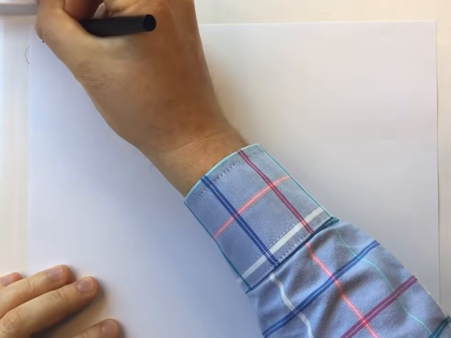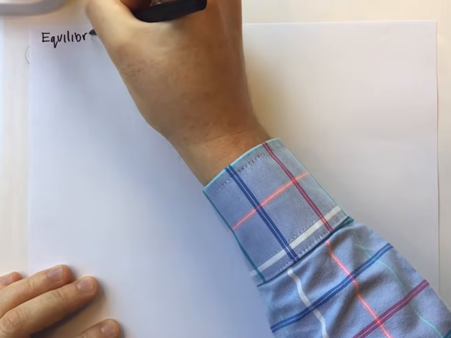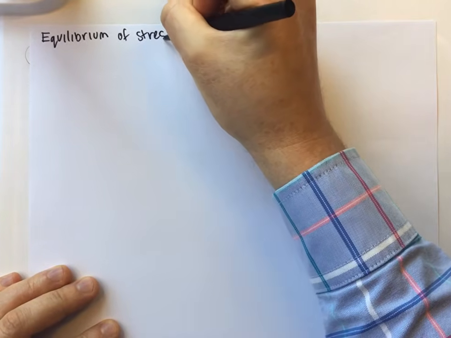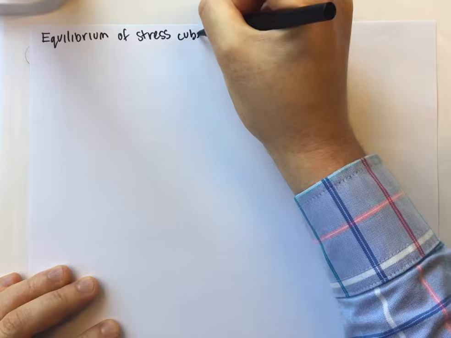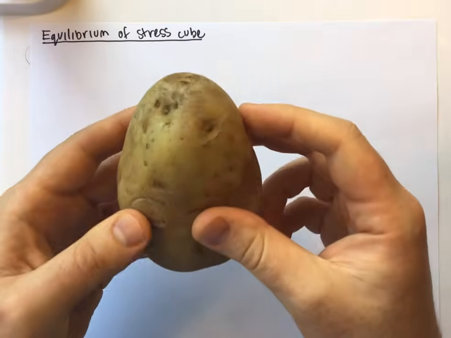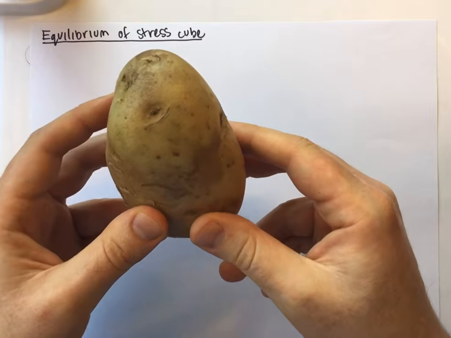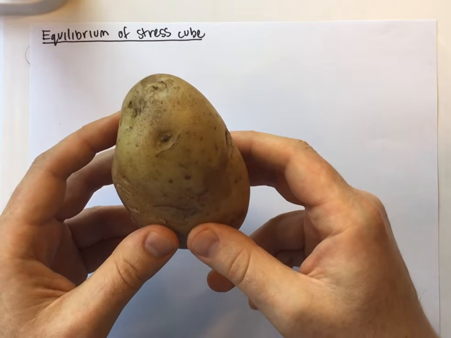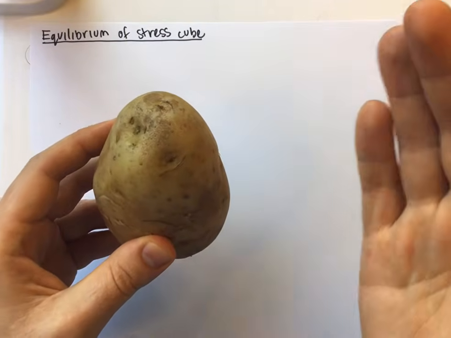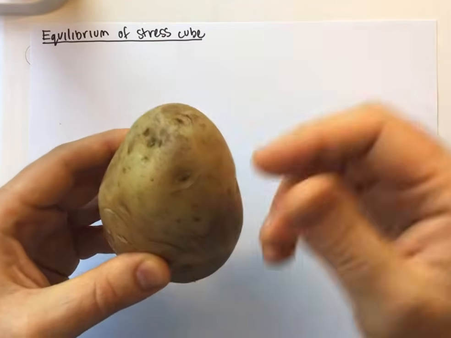So now we're going to talk a little bit more about the stress cube, and we're going to talk about the equilibrium, because we started off with a potato like this, all right, and we said that we took 3 different slices that were oriented with our 3 coordinate system axes. So we had one cut that had a normal vector in x, one that had a normal vector in y, and one that had a normal vector in z.